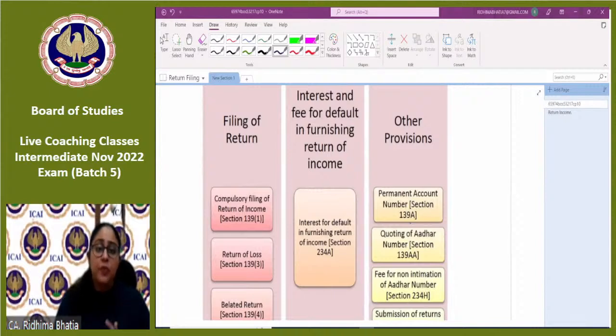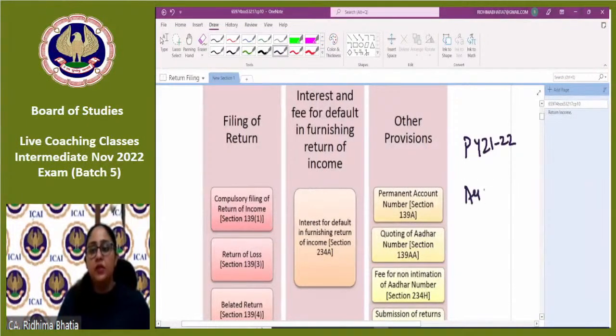Correct? But how will the government come to know all of this? What do you do? You file a return of income. The return of income for a previous year is filed in the assessment year. So if I talk about this year, the previous year is 21-22 and the assessment year is 22-23, which is the ongoing year. Since it's return season, you'll see people going madly to file the return by the due date.